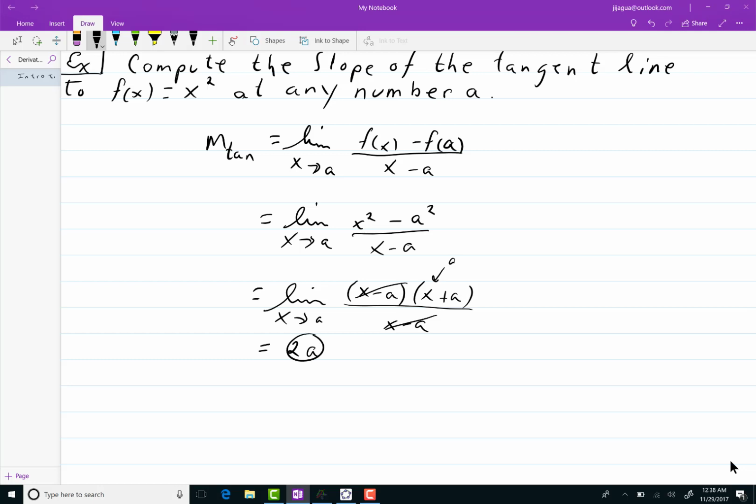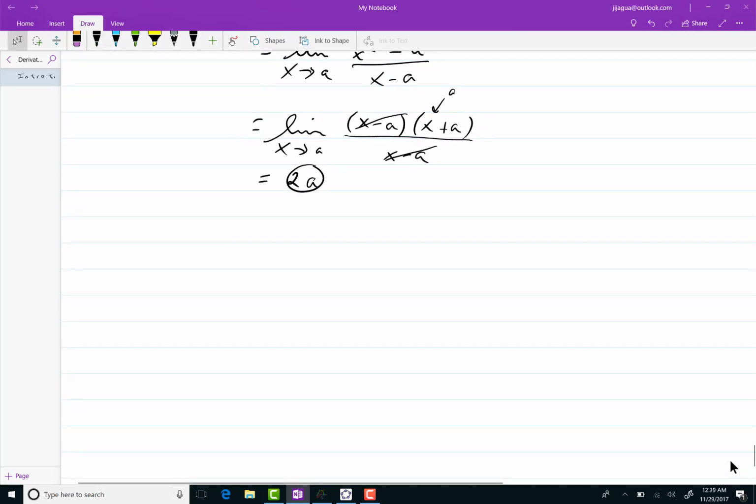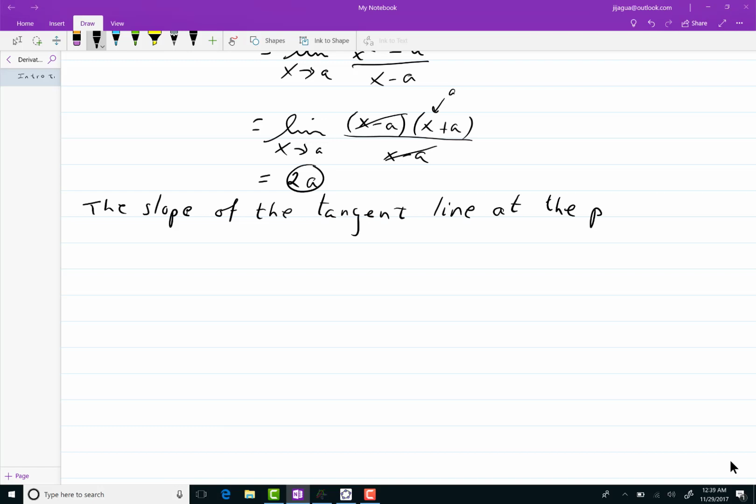Now you just have to tell me what x value you want, and you can get the slope. For example, the slope of the tangent line at the point 1, comma 1 is m tan equals 2 times 1. You're replacing a with the x value, which equals 2.